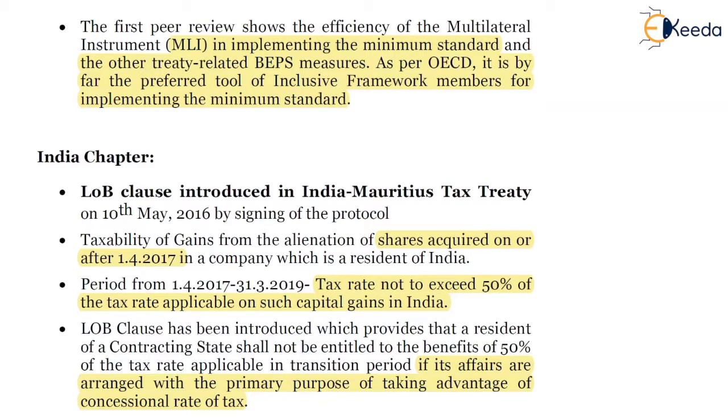But after the introduction of LOB clause, which is as per BEPS Action Plan number 6, preventing treaty abuse, after the introduction of LOB clause in the India-Mauritius Treaty for 2 years, from 1st of April 17 to 31st of March 2019, if you have acquired shares on or after 1st of April 2017, then capital gains income, if any, will be taxable at 50% of the applicable rate, meaning there was limitation of benefits, and even this 50% of the applicable rate was denied to a shell company, conduit company, whose intention was only to obtain treaty benefit, whose principal purpose was to obtain treaty benefit.